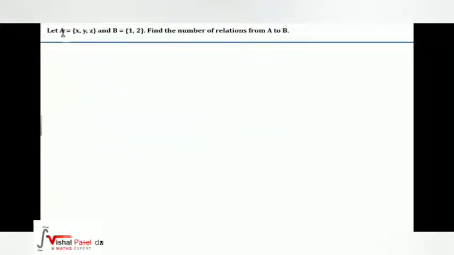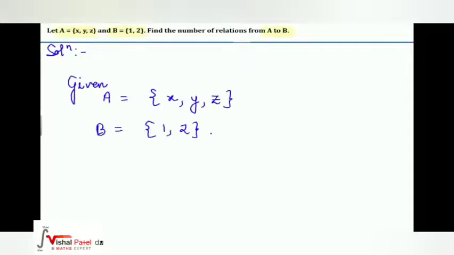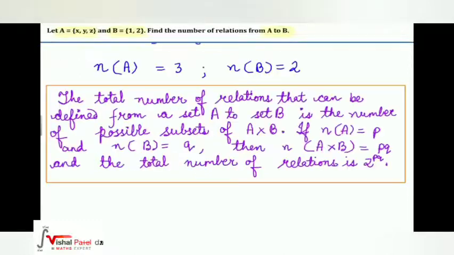Let A is equal to {x, y, z} and B is equal to {1, 2}. Find the number of relations from A to B. We already discussed the formula for the number of relations from A to B. So first of all, we have to find the number of A, which is equal to 3. Number of B is equal to 2. So number of A cross B is equal to number of A into number of B, that is 3 into 2 is equal to 6.